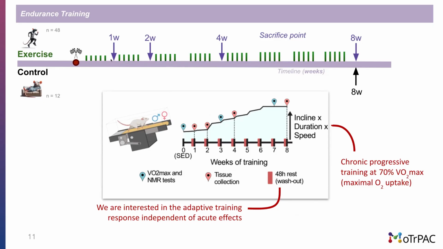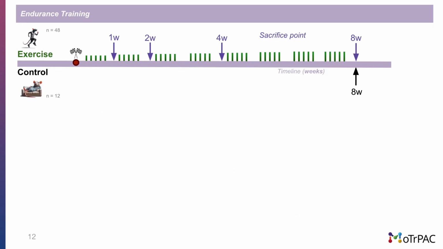So as you can see here, there is a little gap. What this means is that they are training during the week, then we gave some of the rats the weekend off, and then we sacrificed them 48 hours later. Because we don't want to account for any acute effect, we just want to see what the adaptations in the system are after training for a week, 2 weeks, 4 weeks, etc. Right? All right.